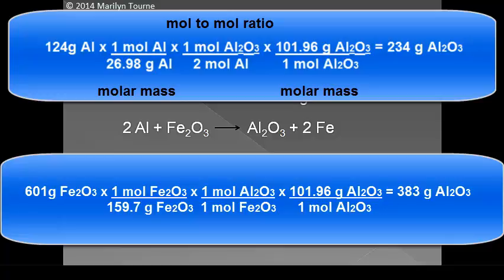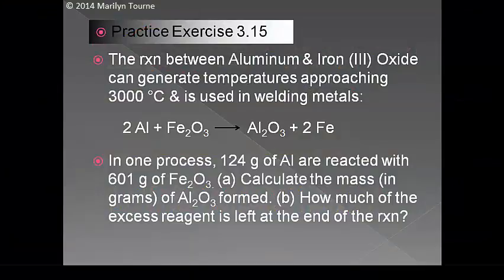So what that means is that the limiting reagent of this problem is the aluminum, because you only made 234 grams of that one, and you made 383 grams from the iron oxide. The one that gets used up first is the one that makes the smallest amount. So your limiting reagent is the aluminum, and your excess reagent, the one that's left over, is the iron 3 oxide. So we've answered the question: the mass of aluminum oxide formed must be 234 grams. Second part, how much of the excess reagent is left at the end of the reaction?